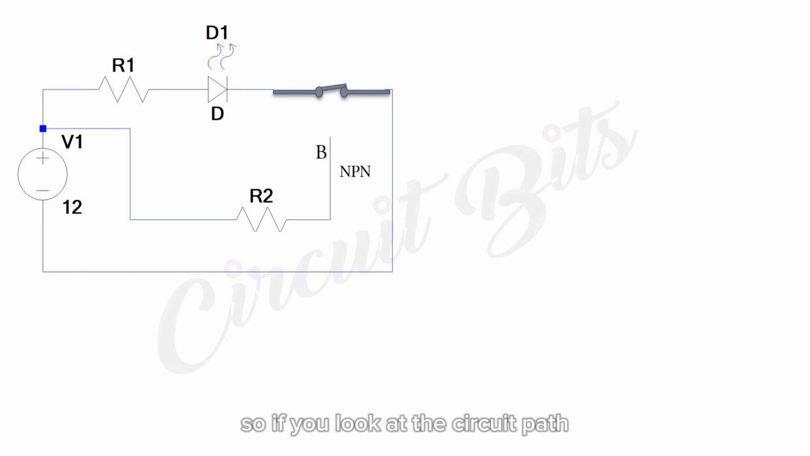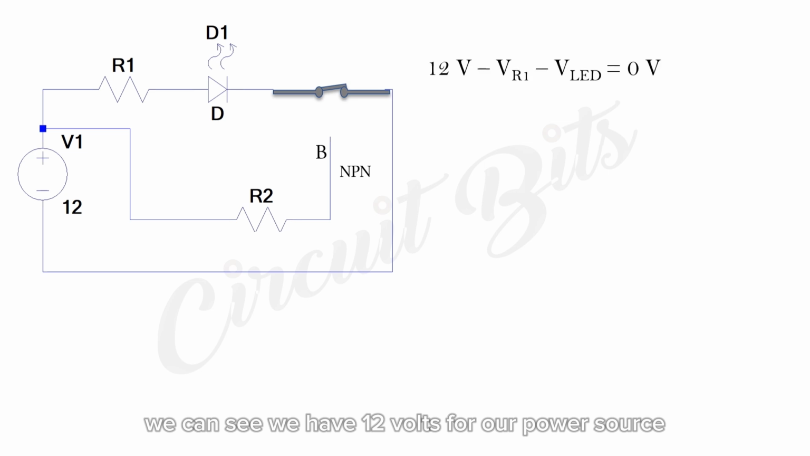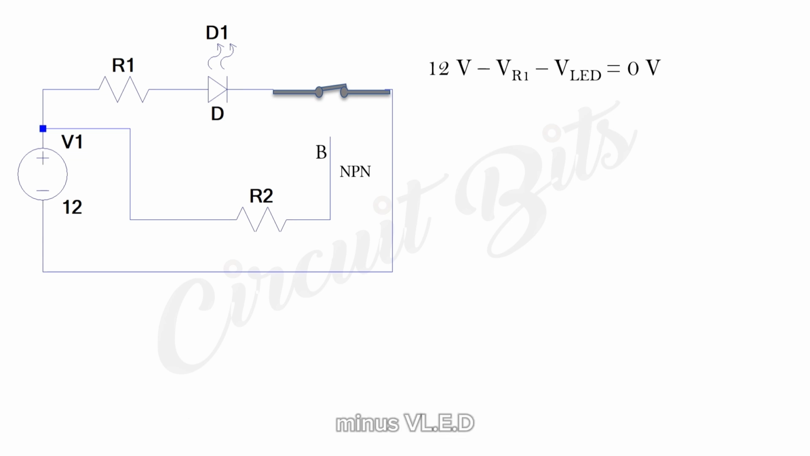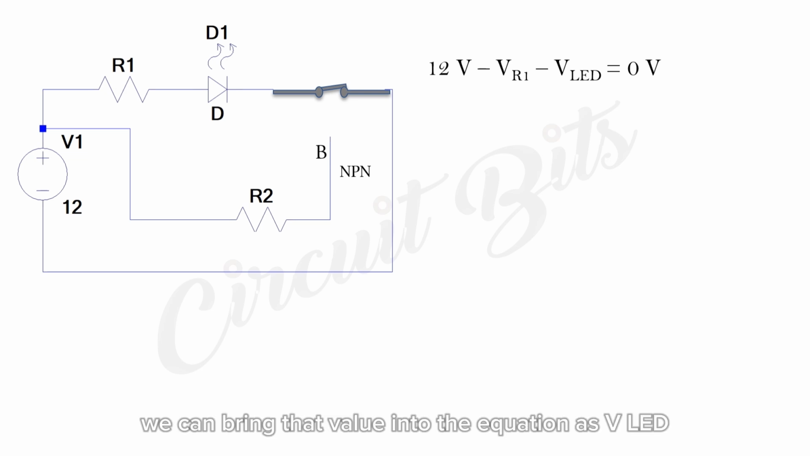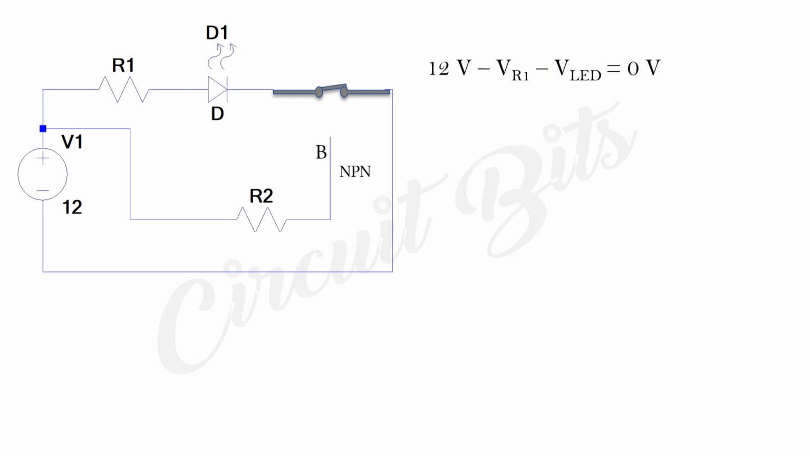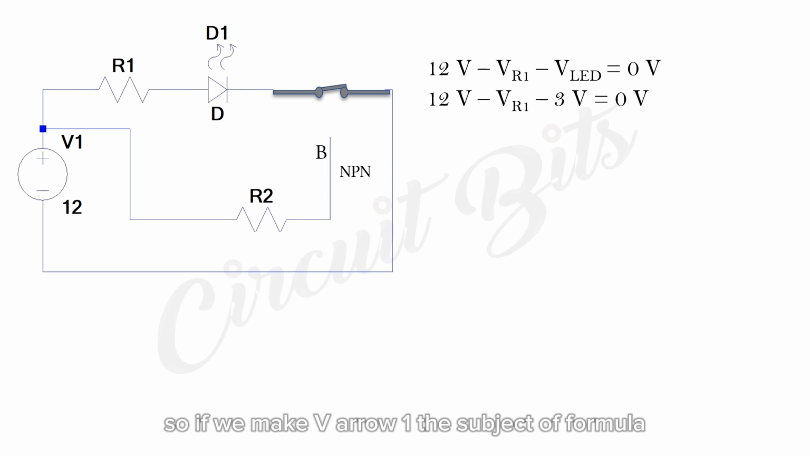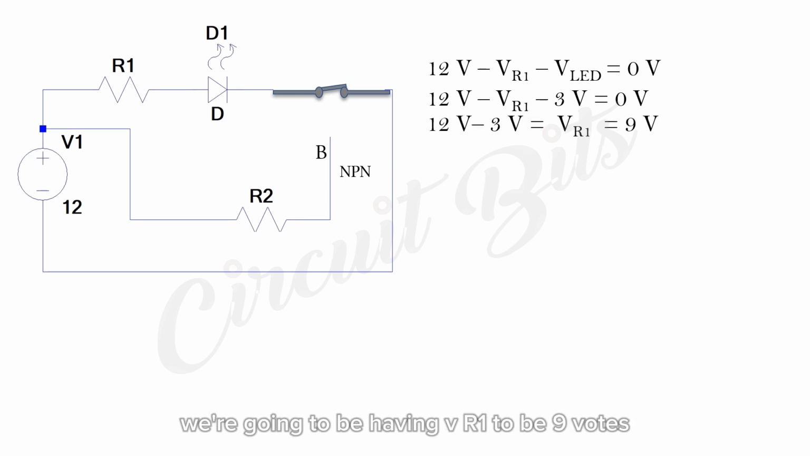Since we are operating the transistor as a switch, we'll have no voltage drop across those terminals when they are on. So, if you look at the circuit path and some voltages, we have 12 volts for our power source, minus VR1, which is the voltage across R1, minus VLED, which is the voltage across the LED, and these voltages will sum up to 0. Since we're using a 3-volt LED, we can bring that value into the equation as VLED. Then we find VR1.